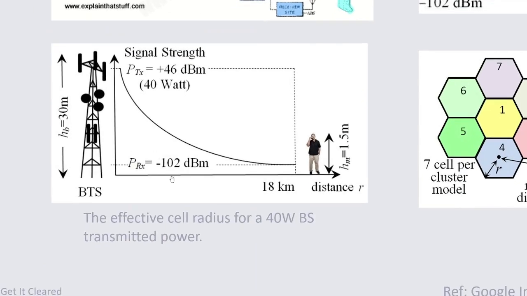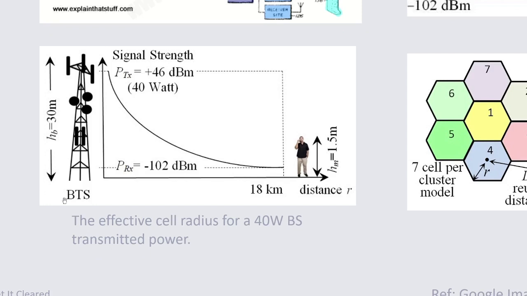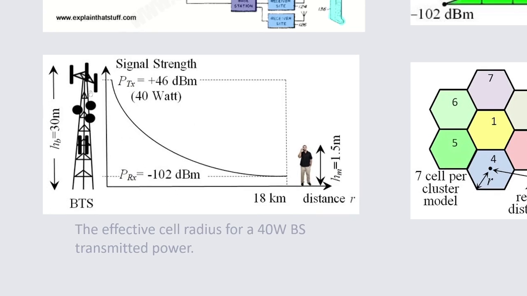Now this is how a 40 watt base station power level is shown. A base station of 40 watts actually transmits power with a value of 40 watts, and for a user located roughly 18 kilometers away, the power level drops significantly, from plus 46 to minus 102 dBm. That is from 40 watts to 10 power minus 14 watts. You can find online calculators or converters to convert the dBm scale into normal values.